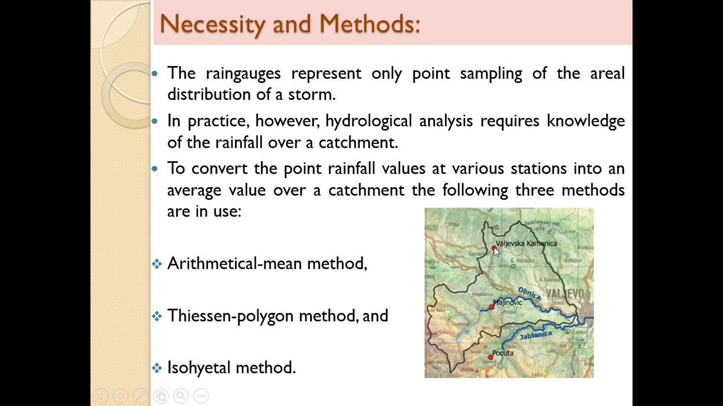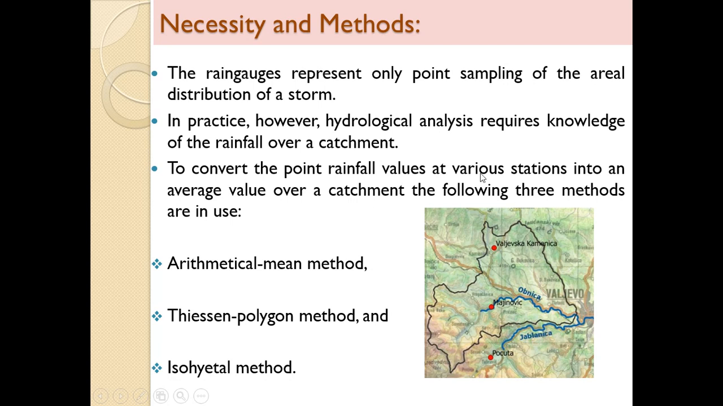But in practice, for hydrological analysis, for design of any hydraulic structure, it requires knowledge of the rainfall over a catchment. So over this complete catchment, we need the rainfall, which is nothing but the determination of average rainfall over a catchment. In this catchment, two rain gauge stations are lying inside the catchment and this one is lying outside. So from these three rain gauge stations, how do we find the average rainfall over this catchment?